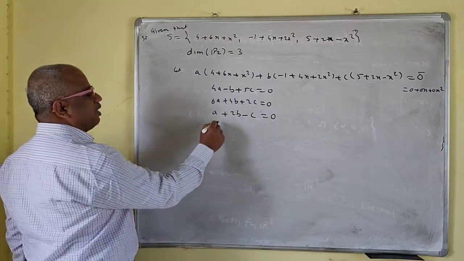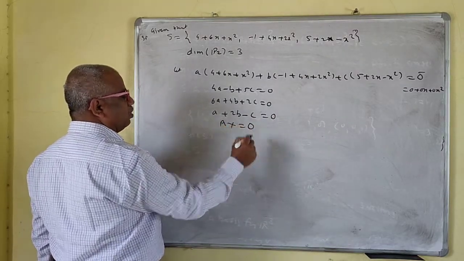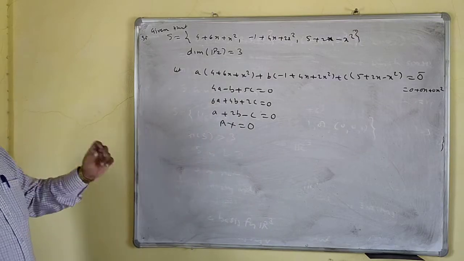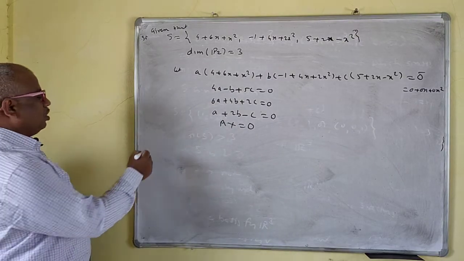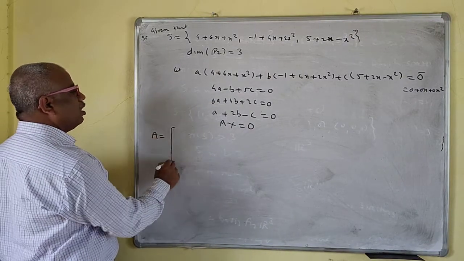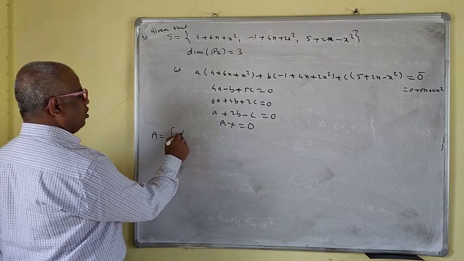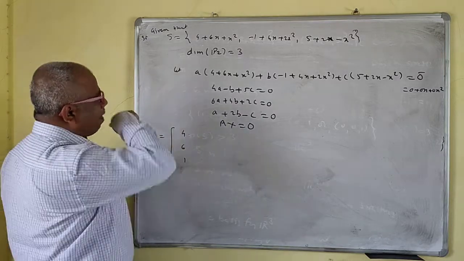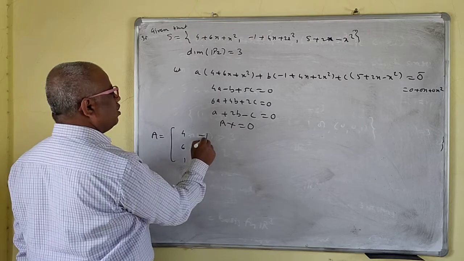So this system can be written in matrix form as Ax is equal to 0. Just consider A only. So that is 4, 6, 1, then minus 1, 4, 2.